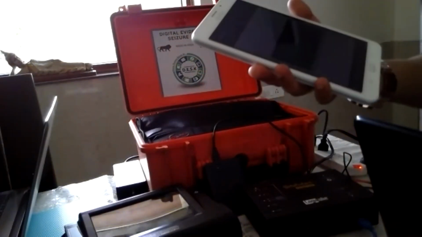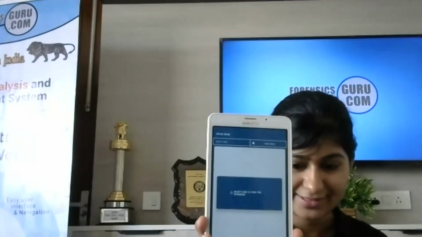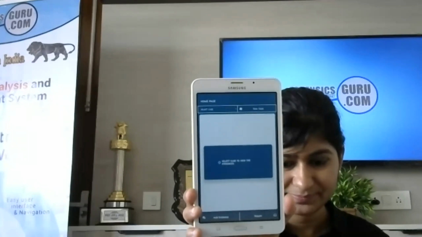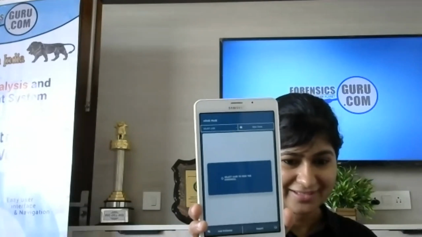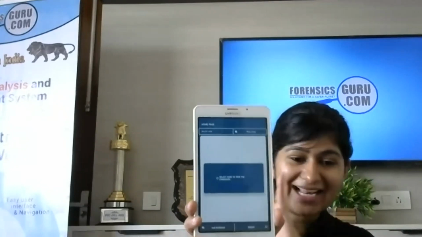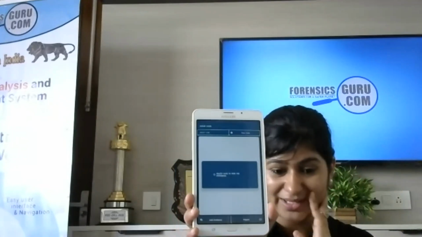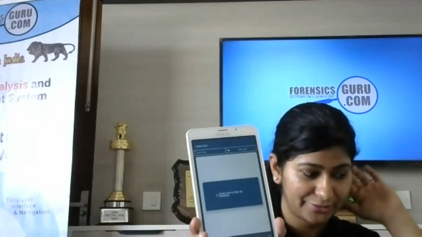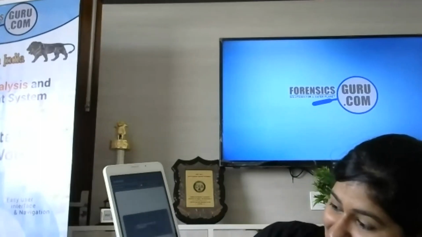All right, let me adjust the focus a little bit. Okay, is this a little bit clear? Not readable. Okay, so I'll read out the details for you, and you can figure out what exactly is happening here. Actually, I also need to tilt it a little bit.